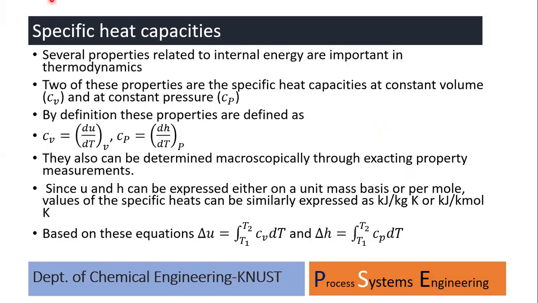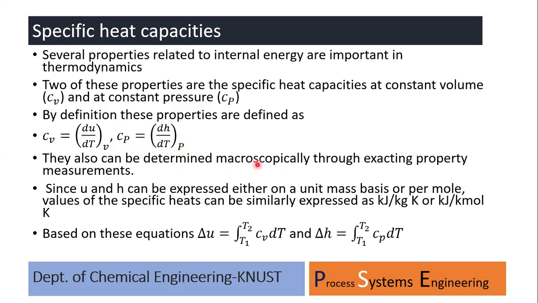Okay. Now we can talk about specific heat capacities. So we can relate these properties to internal energy and then to enthalpy as well, right? And these properties are specific heat capacities at constant volume or at constant pressure. How we define them is the specific heat capacity at constant volume is just the change in the internal energy with respect to the change in temperature when we keep volume constant. The specific heat capacity at constant pressure looks at the change in enthalpy with respect to the change in temperature when we keep pressure constant.